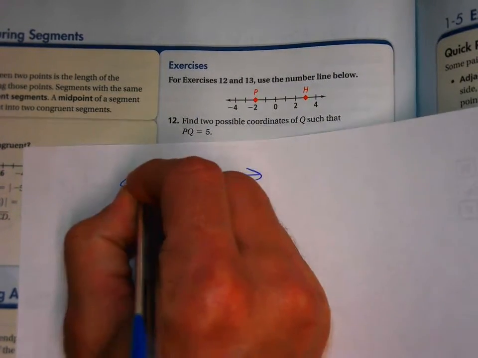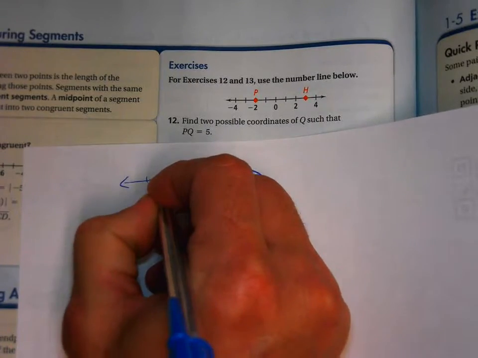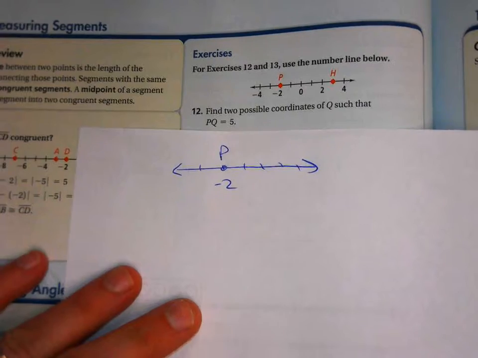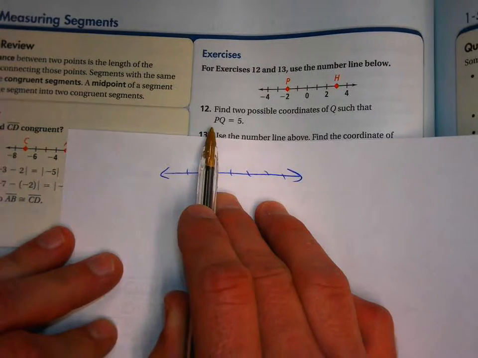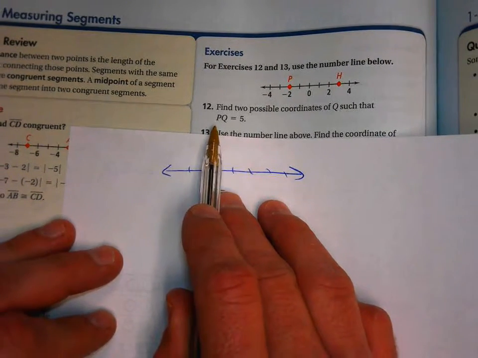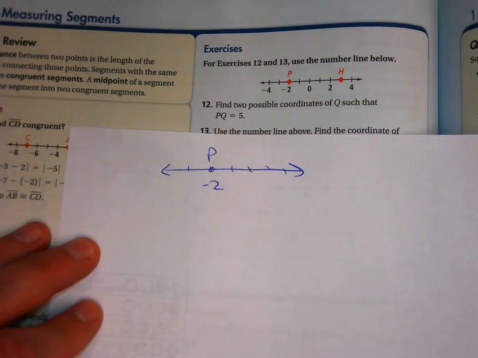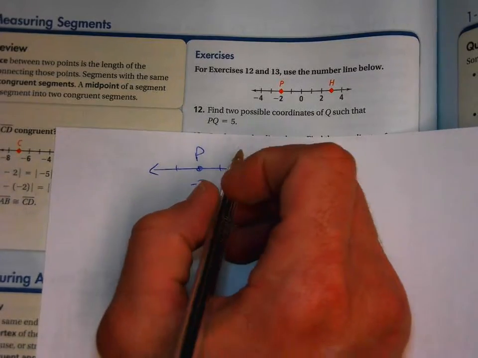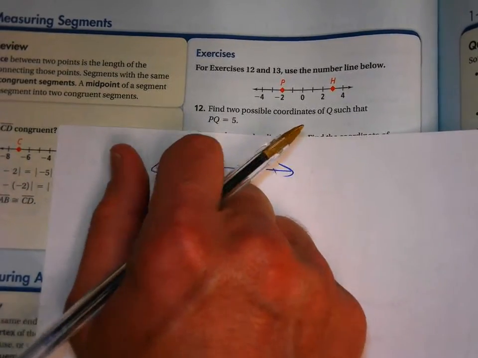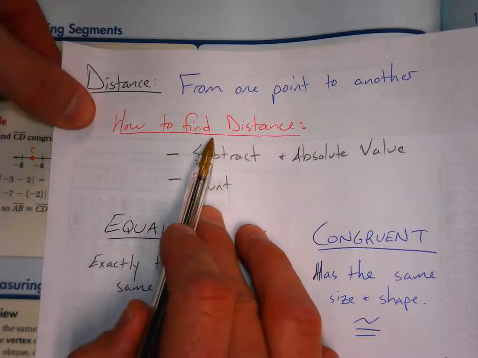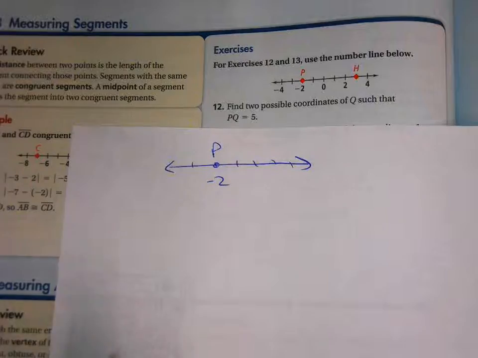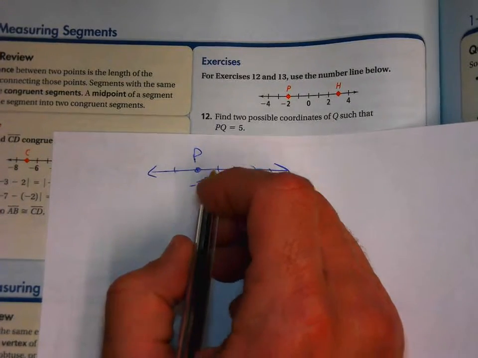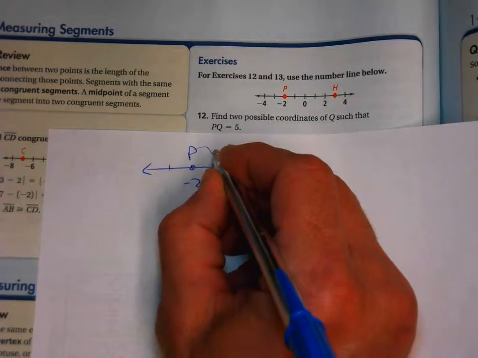So we have our number line. The only thing we're given is P at -2. So how in the world can I find a Q where the measure of PQ, the distance from P to Q, is 5? So basically we start at P, and we can count, which I suggested we do for distance, right? How do you find distance? Count. So we're going to count 5 spaces from P to see where Q could be. We can count 1, 2, 3, 4, 5.